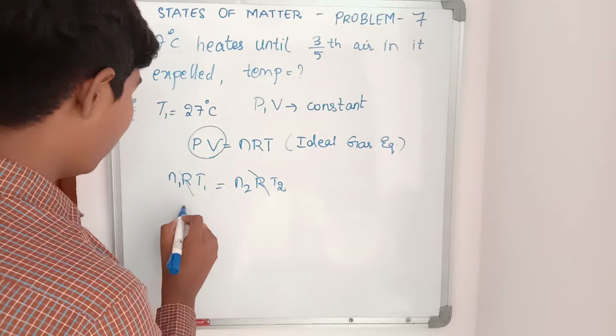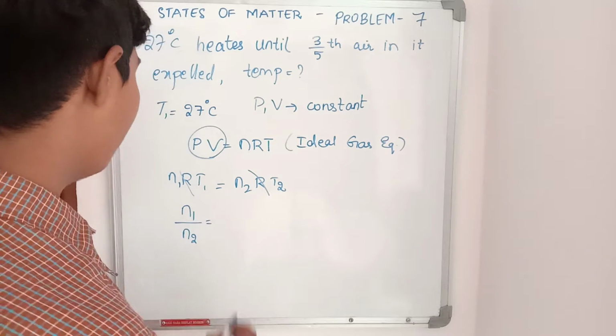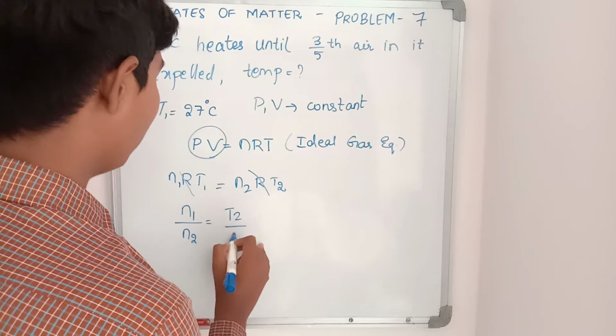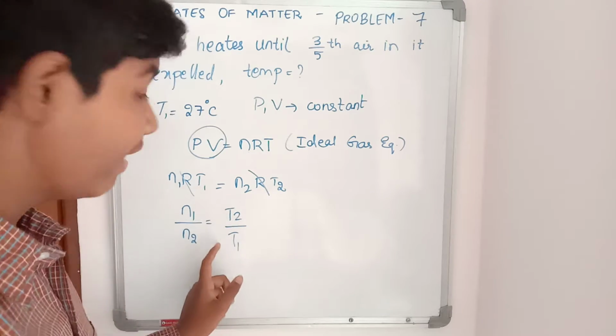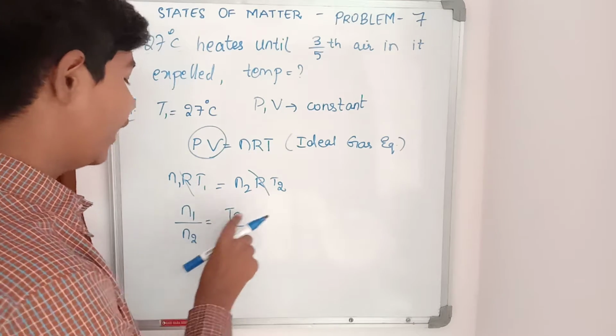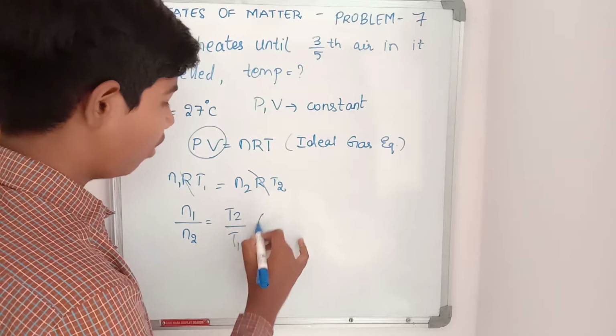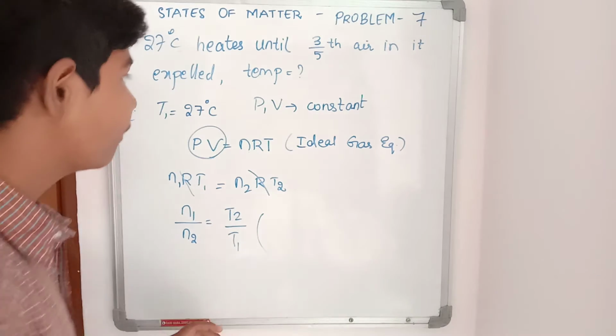So what is n1 by n2 from here? n1 by n2 is equal to T2 by T1. If we cross multiply, we get n1 T1 equal to n2 T2. This is the formula we are going to use.